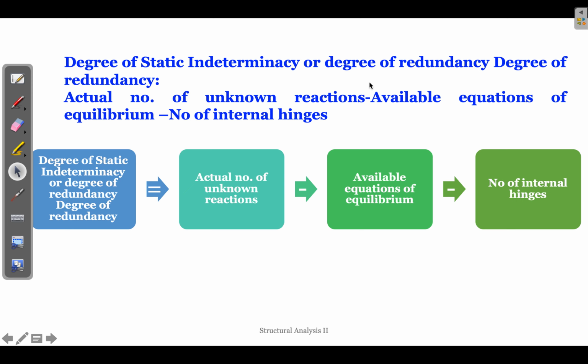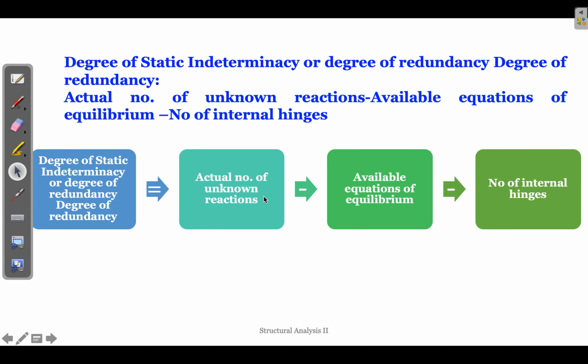Degree of static indeterminacy or degree of redundancy is the actual number of unknown reactions minus available equations of equilibrium, minus number of internal hinges. So what is the actual number of unknown reactions that we have to see? How many unknown reactions are there? Then what are the available equations of equilibrium?